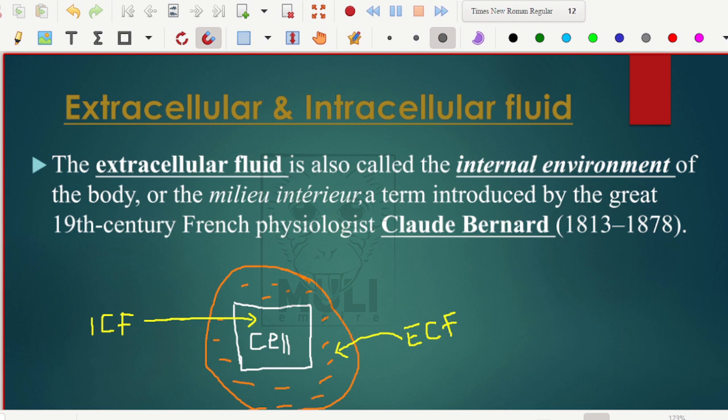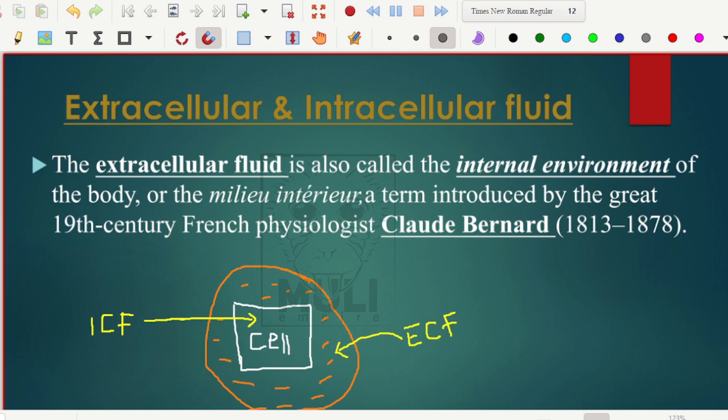So this is why I now introduce to you the extracellular and the intracellular fluids. Intracellular fluid is the fluid which is found inside the cell. Then there's also a fluid which is outside the cell, like an ocean. If you think of the cell like a fish, then the ocean is the extracellular fluid in this case. Also, you need to understand that this term was coined by Bernard. The extracellular fluid is also called the internal environment. Why? Because it gives an environment to the cell, it surrounds it. You need to understand that.